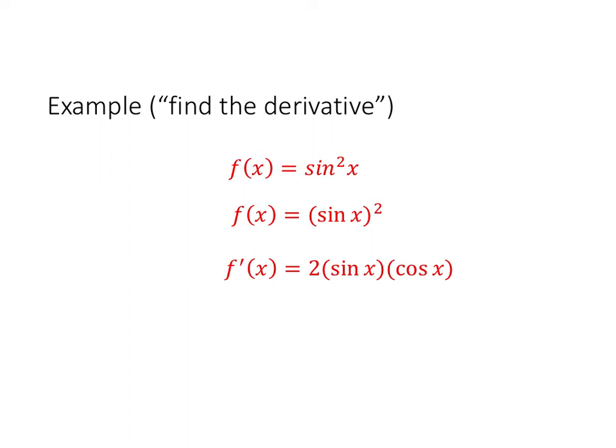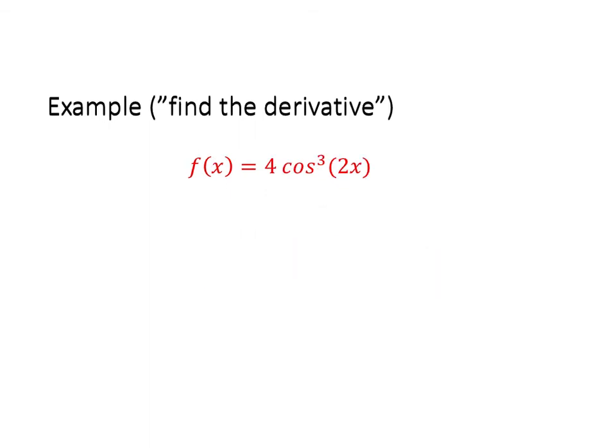So using the chain rule, we simply take the exponent and bring that out front. So it's 2 times sine to 1 less. So this is actually 1 right here, but we're not going to write it as 1. Times the derivative of what's inside, which is cosine. So again, sine x squared is 2 sine x to the power of 1 times the derivative of sine x, which is cosine x. The derivative is simply 2 sine x cosine x.